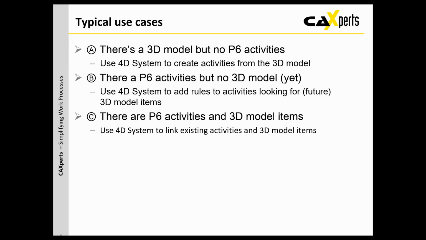And case C is that there are P6 activities and 3D model items. So you already have a Gantt chart with a lot of activities, and you have 3D model items in place. It helps you to link between the existing activities and the 3D model items.